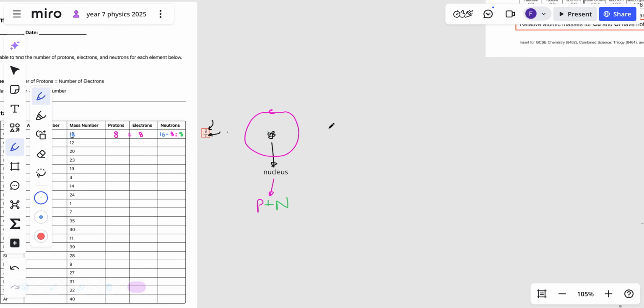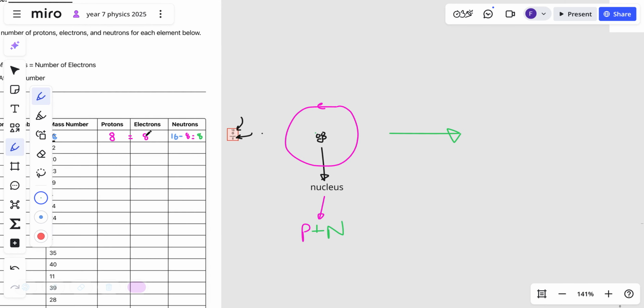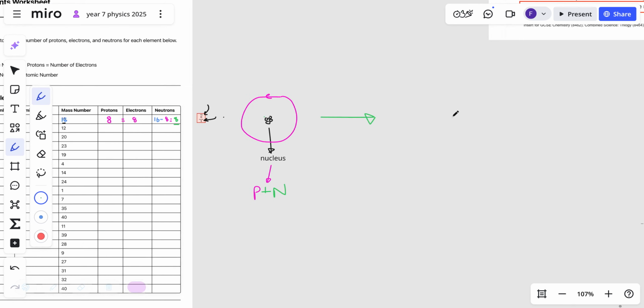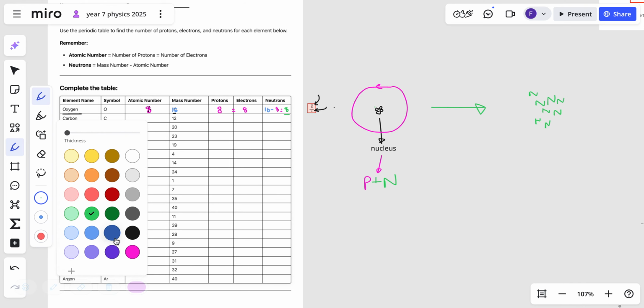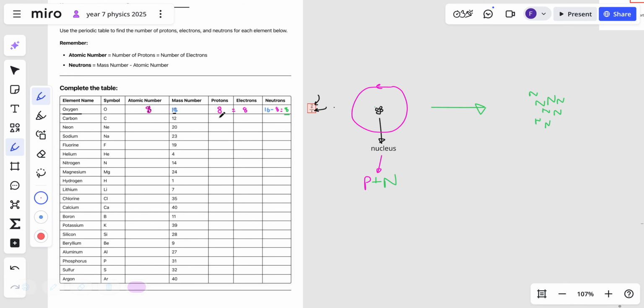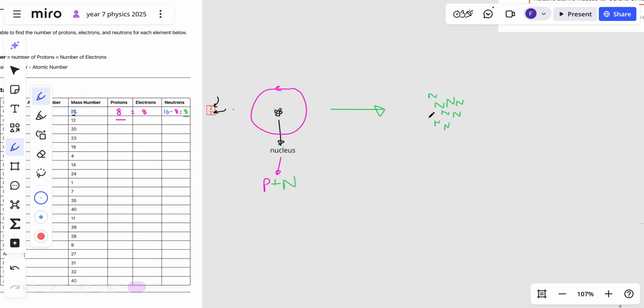So if I'm going to draw oxygen, I have got 8 neutrons. I used green for neutrons, so I'm going to write out 8 N's: 1, 2, 3, 4, 5, 6, 7, 8. I've also got protons in pink. So I'm changing to pink. The number of protons is 8, so I'm going to write 8 P's: 1, 2, 3, 4, 5, 6, 7, 8.